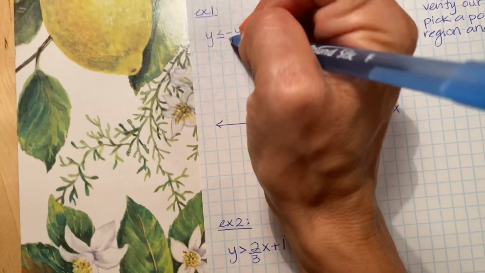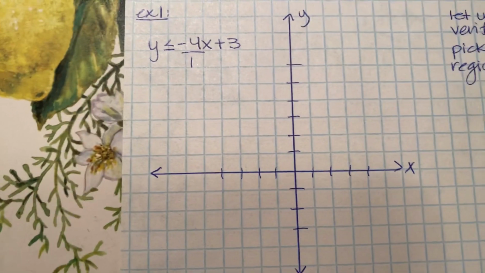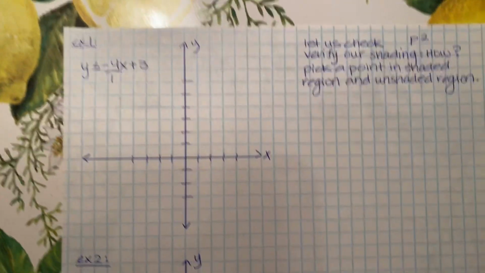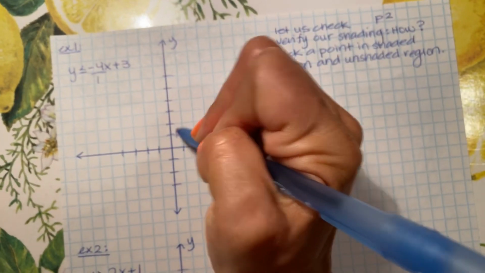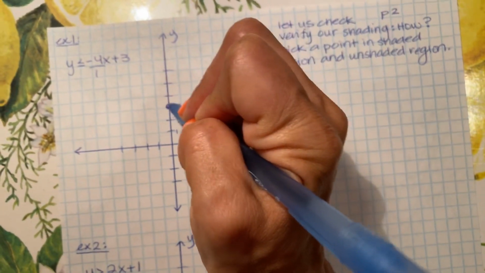Remember our slope, if it's an integer, it's always over 1, right? So we're going to graph shortcut here. Okay, so my y-intercept is 3. So 1, 2, 3. So here's my y-intercept.